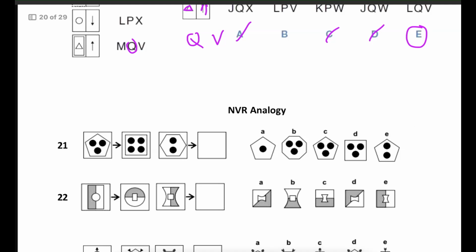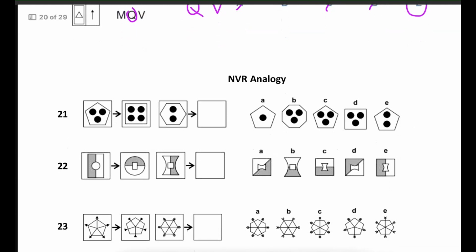Now on to the analogy questions. So here we've got 3 black circles. Here we've got 1, 2, 3, 4. So they increase by 1. Here we've got 2. So I'm going to assume there's going to be 3 here. So we can rule out A. We can rule out E.